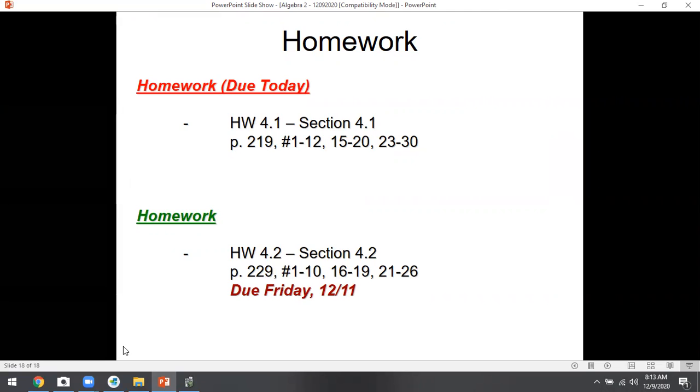So your homework is 4.2, due on Friday. 4.1 is due today. You guys got plenty of time to get those taken care of. Very much graphical and easy kind of stuff. Main highlight from today is the number of extrema could be at most one less than the degree of your problem. All right.